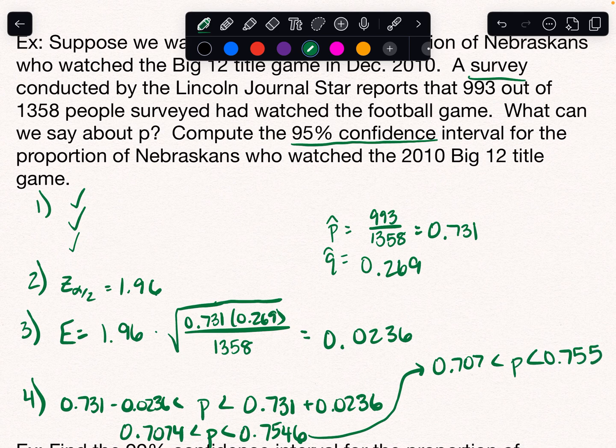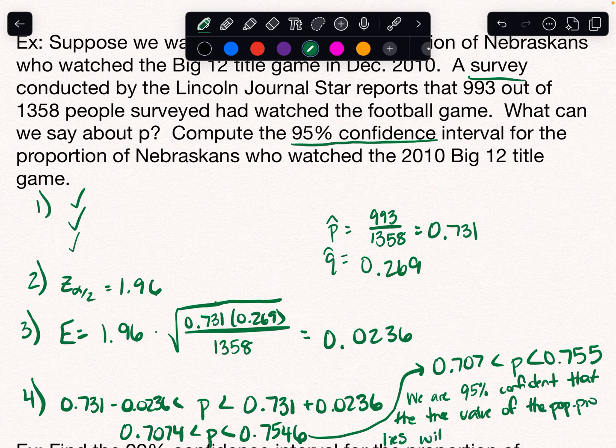Okay, but if I was interpreting this, I would say we are 95% confident that the true value of the population proportion lies within, and you can write it as a percentage if you want to, or the decimal, 0.707 and 0.755. So either 70% of people to 75% of people actually watch the game. We're confident that if I surveyed everybody in Nebraska, that percentage of people will watch the game.